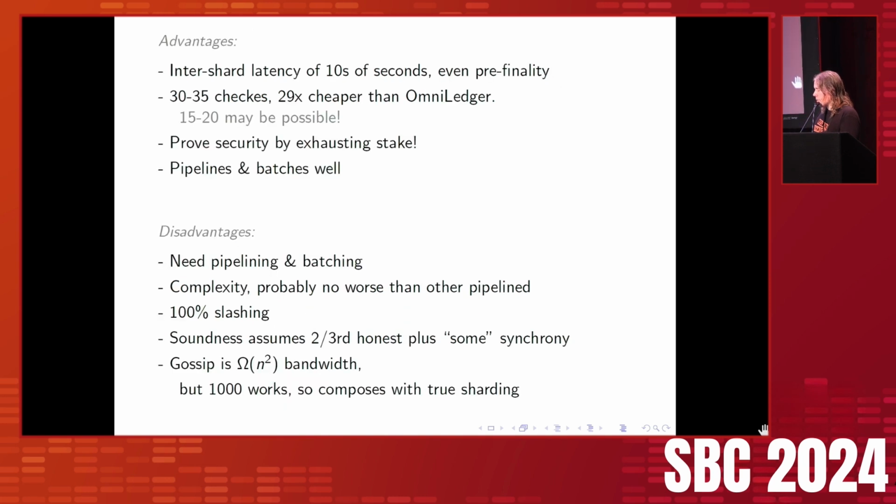Okay, so the advantages of this protocol, like I said, inter-shard latency of tens of seconds. We only need about 30 to 35 checks. Actually, it's probably a little high. It's probably about 26 to 30, low 30s. So this makes it about 29 times cheaper than OmniLedger, than the true sharding. And we probably will get this down further with some protocol changes. So it's going to be really hard to beat this in terms of total CPU time. And we basically will prove security by exhausting the stake under an attack.